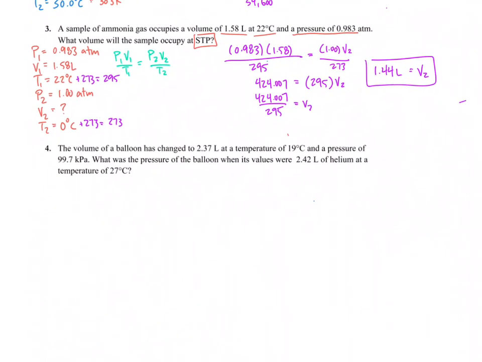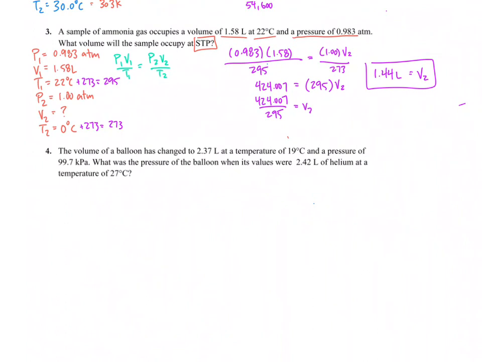All right, and our last one here. The volume of a balloon is changed to 2.37 liters at a temperature of 19 degrees Celsius and a pressure of 99.7 kilopascals. What was the pressure of the balloon when its values were 2.42 liters of helium at a temperature of 27 degrees Celsius? So pressure, volume, and temperature, the combined law, so P1, V1, T1 equals P2, V2, T2.